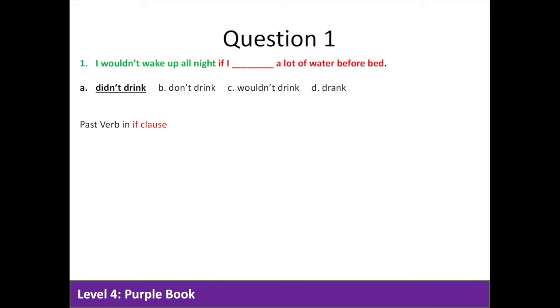Question 1. I wouldn't wake up all night if I blank a lot of water before bed. Looking at this sentence, we have the dependent or if clause, so we need a past tense verb. From context, we can figure out that we need the negative. To form a negative past tense verb, we need the helping verb didn't, so A is the correct answer.